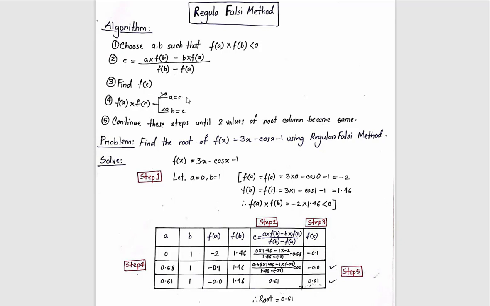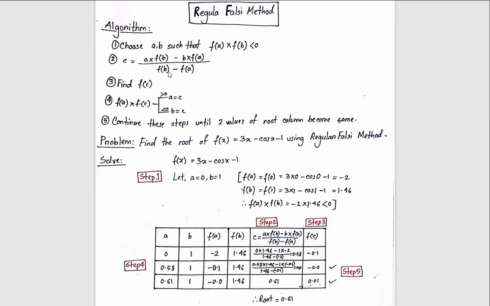Now, in the next step, we have to determine the value of a and b. For that, we will see the product of f(a) and f(c). If the product is greater than 0, then we will put the value of c in a in our next step. And if the product of f(a) and f(c) is less than 0, then we will put the value of c in b. When we put the value of c in a, the value of b will remain the same as in our previous step. And if we put the value of c in b, the value of a will remain unchanged.